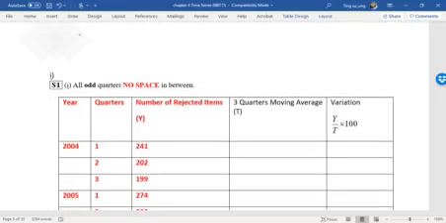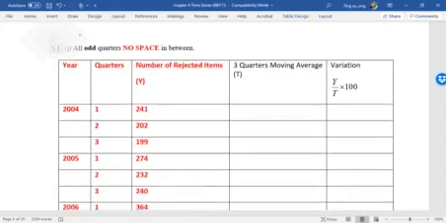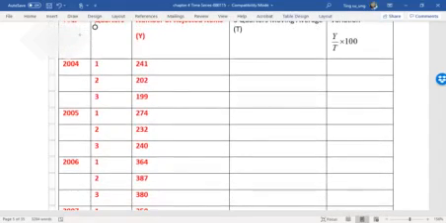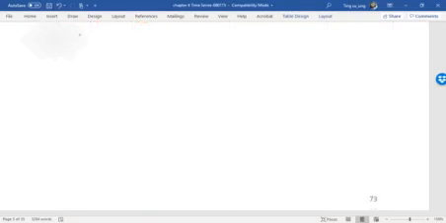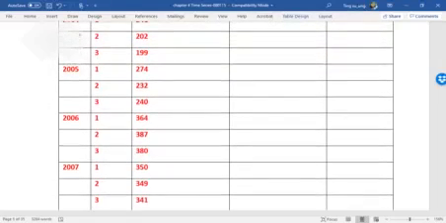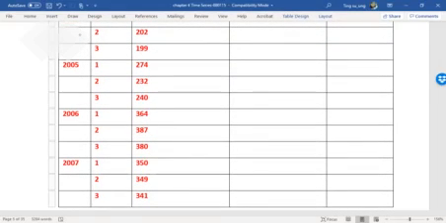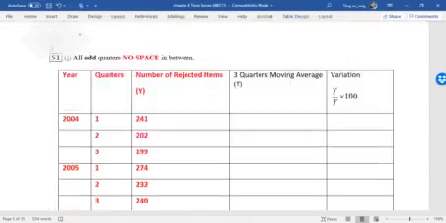After that, 2005, 1, 2, 3. So you just write down. So 2006, 1, 2, 3. 2007, 1, 2, 3. Already? You just copy on it. Once you are done, we will start.